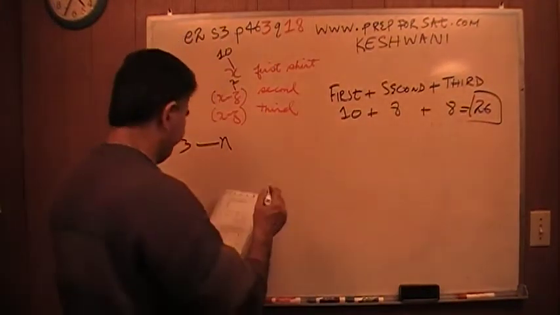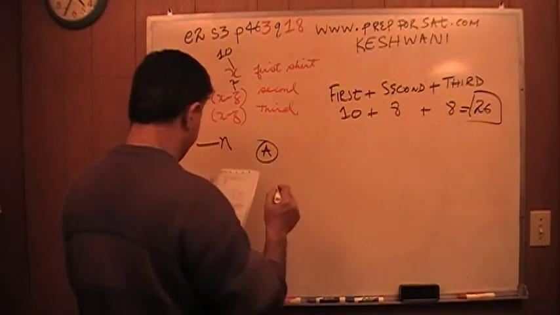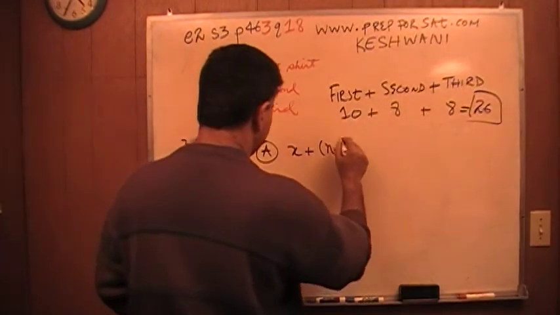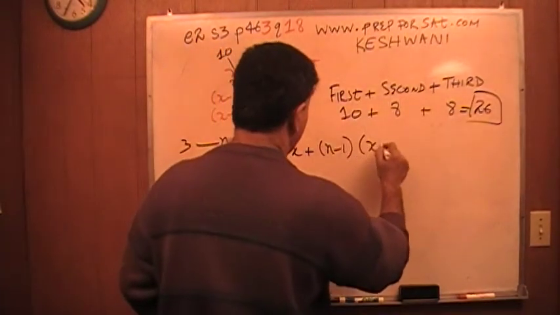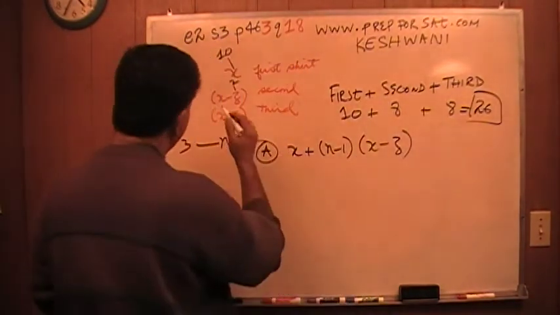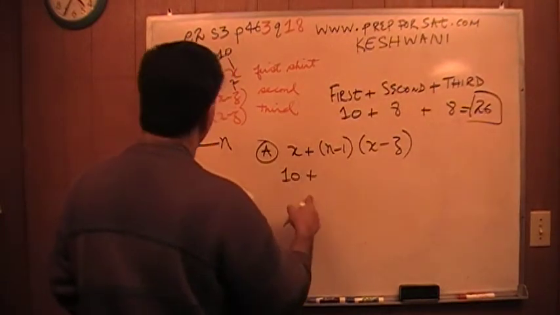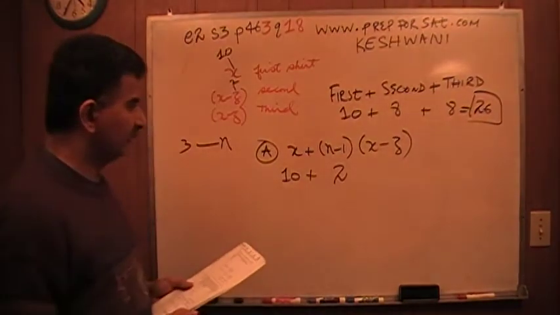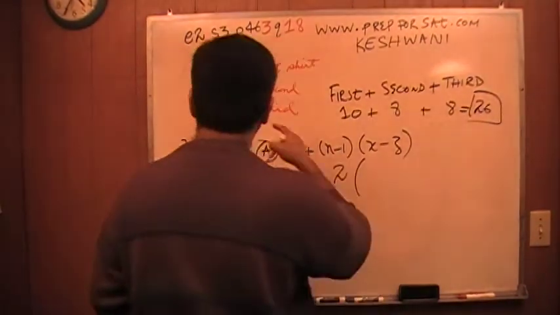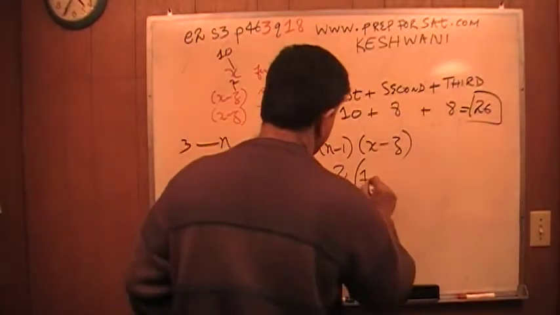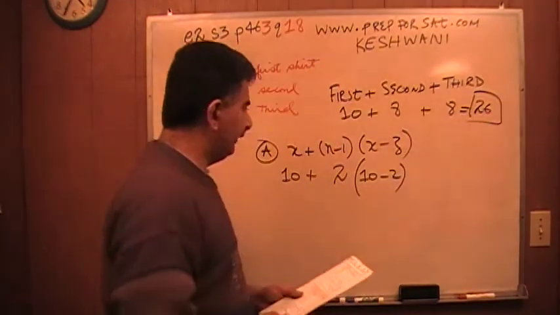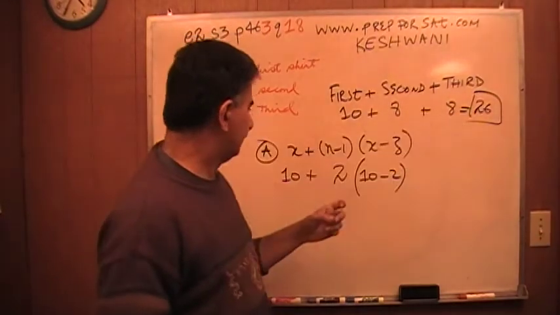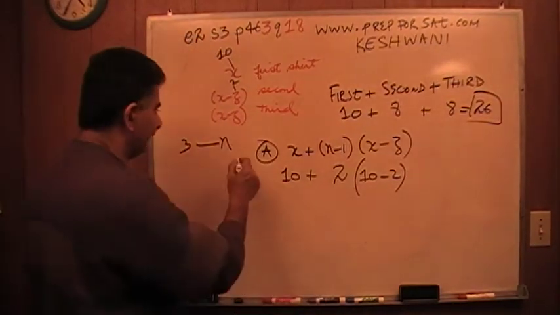Let's look at A. X plus n minus 1 times x minus z. X is 10. N minus 1, since I'm buying 3 shirts, is 3 minus 1, which is 2, times x minus z, 10 minus 2. As you can see, 10 minus 2 is 8, times 2, which is this right here, 2 times 8, plus the 10. This is it. This is the answer.